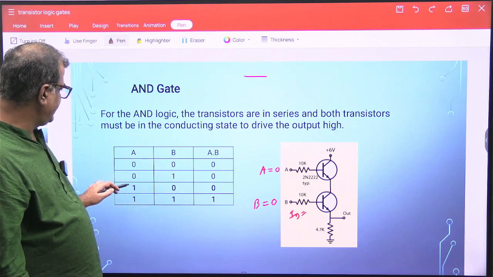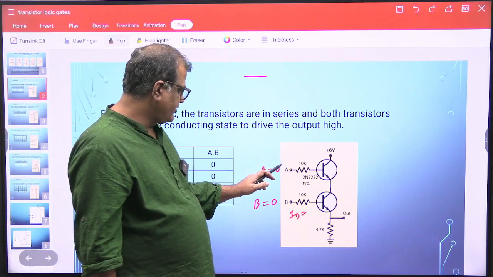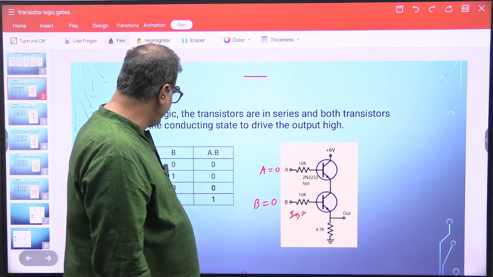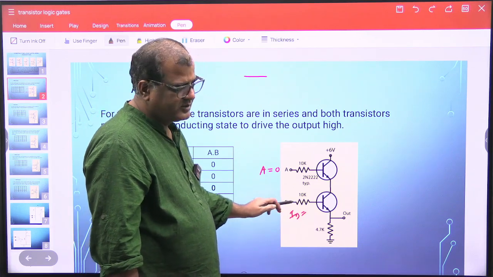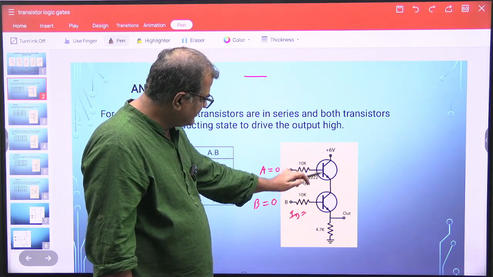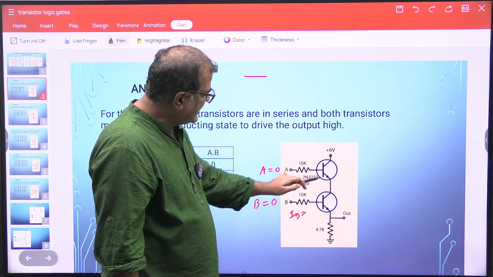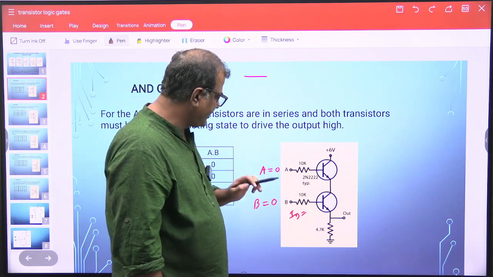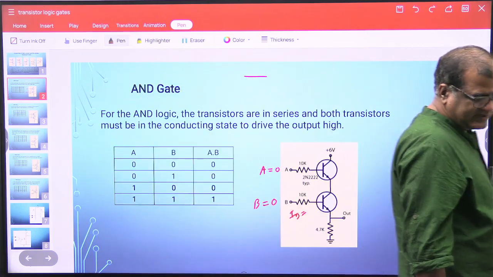In the third case, A is 1, so obviously this current is flowing, IC is flowing, but IB is not flowing. So IB ये सब flow करना चाहिए. Okay, this cannot happen, that this is not flowing but this is flowing. This cannot happen. So finally the output becomes 0.